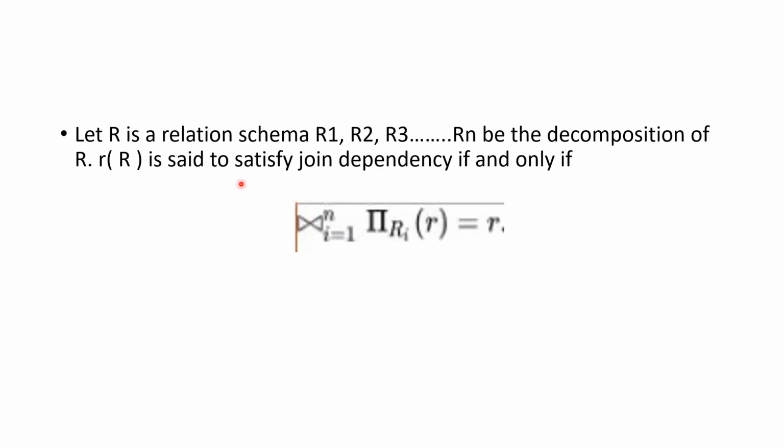Let R be the relation schema, and R1, R2, ..., Rn be the decomposition of the relation R. R is said to satisfy join dependency if and only if this condition holds: the join, from i equal to 1 to n, of the projections of R onto each Ri is equal to R.